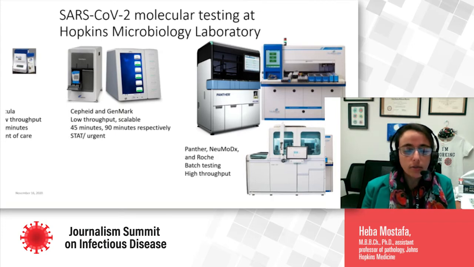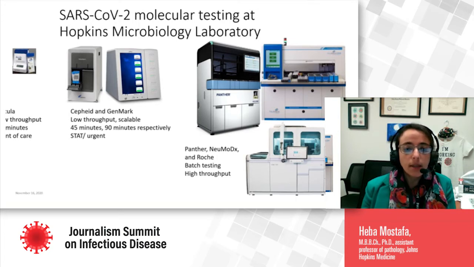So this variety of testing options was instrumental for the testing algorithm that we built in the lab. From the beginning, because of supply chain issues and the high demands in testing, we had to build an algorithm to categorize the specimens we receive in the lab into three main categories. We divided those specimens into stat, urgent, and routine. The stat requests are those that require the fastest turnaround time, for example, those coming from the ED.